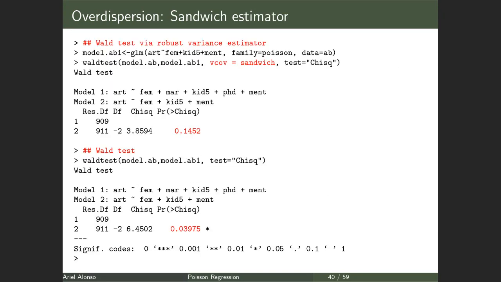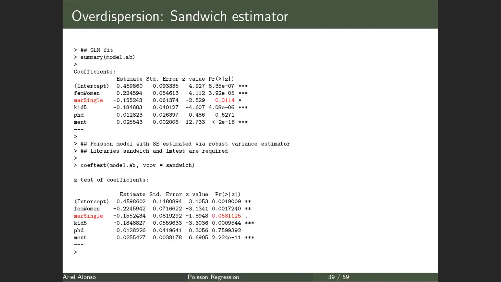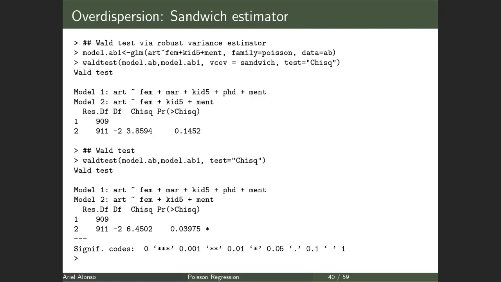By the way, when you use the sandwich estimator, if you compare here, let's go back because I think it's important, you see that the point estimates are exactly the same. And of course, they are exactly the same because you're assuming that the mean structure is correctly specified. So you have these score equations that are going to be exactly the same. The only thing you're doing is just correcting the standard errors using the sandwich estimator.